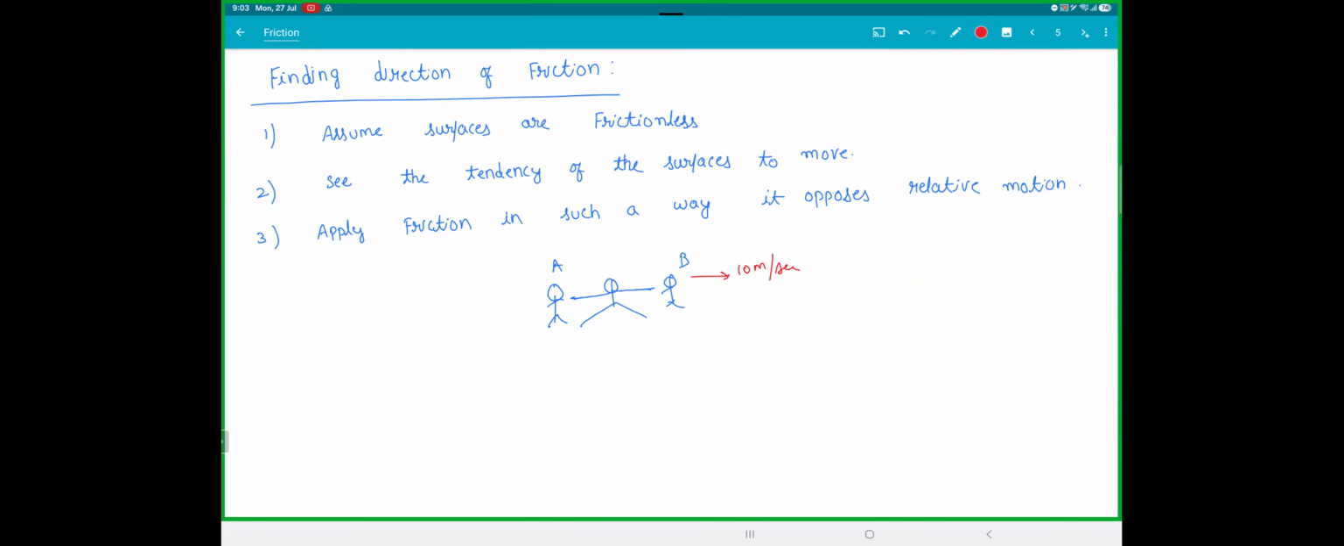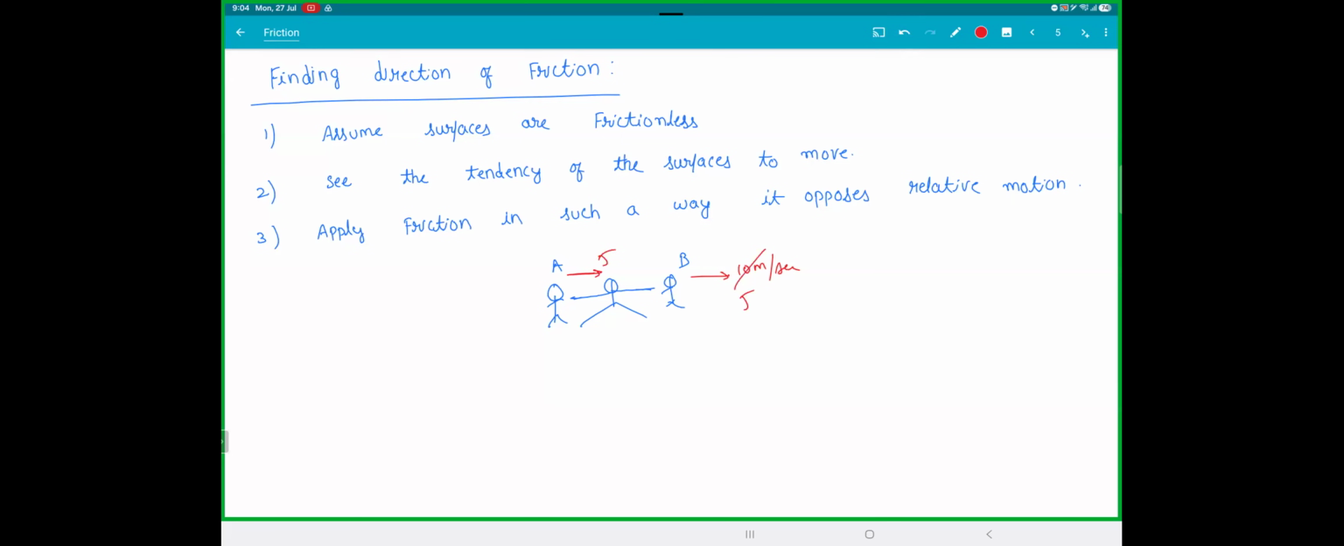Think of what all things you can do to keep A and B together. One, stop B. Second, forget about B, and let A also run with 10 meters per second. See, my job is to keep them together. I never said to stop B. Stopping B was only one of the options. Or decrease the speed of B from 10 to 5 and increase the speed of A to 5.